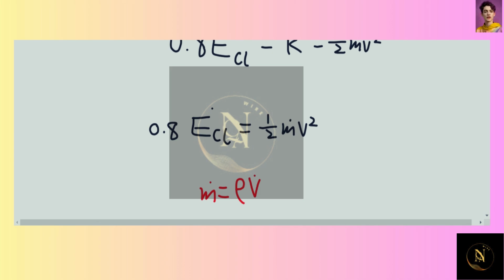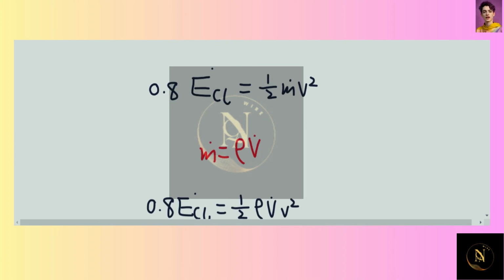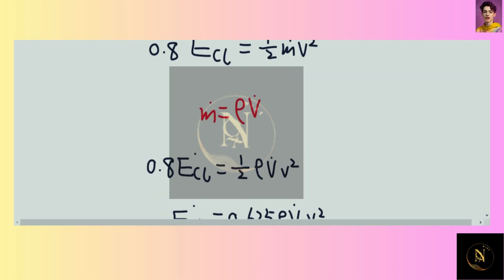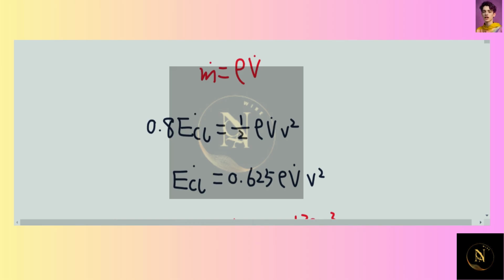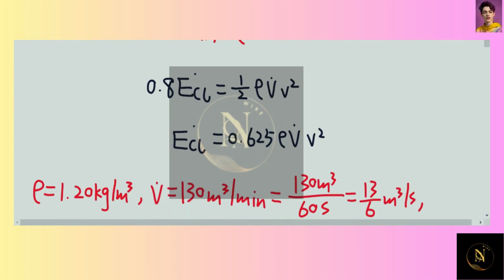And m dot here is the mass flow rate, okay? So we know mass flow rate can be expressed as density times the volume flow rate. Therefore, we have 0.8 E dot CL is equal to 1/2 rho V dot times V squared. So we have E dot CL is equal to 0.625 rho V dot times V squared.